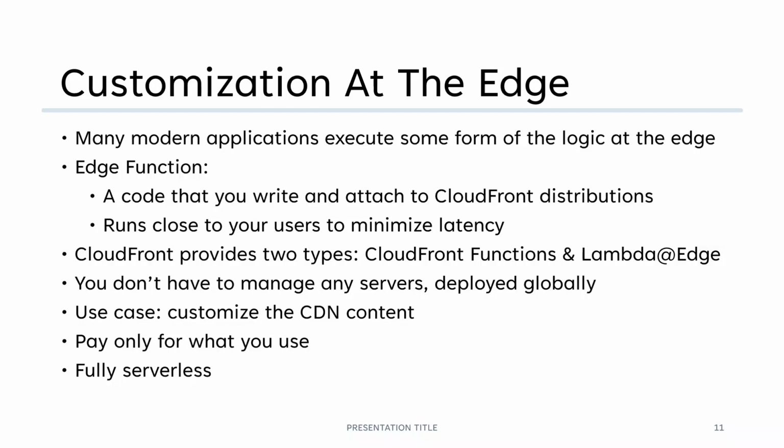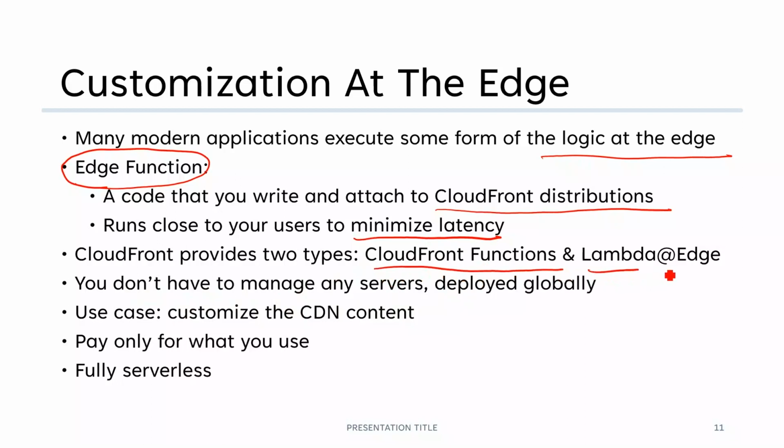That's what it says here. Many modern applications execute some form of logic at the edge. So what is an edge function? It is related to Lambda functions. It is code that you can write and attach to CloudFront distributions. It will run at the edge, close to your users, to minimize latency. As I've told you, I am in India and the closest edge location is Mumbai, so the function will run at that Mumbai edge location to minimize the latency. CloudFront provides two types of functions: CloudFront Functions and Lambda@Edge.